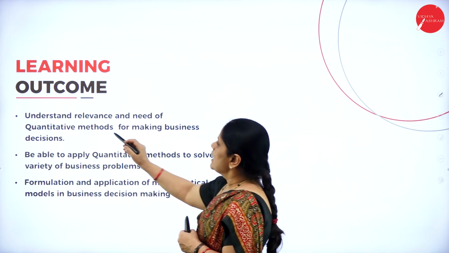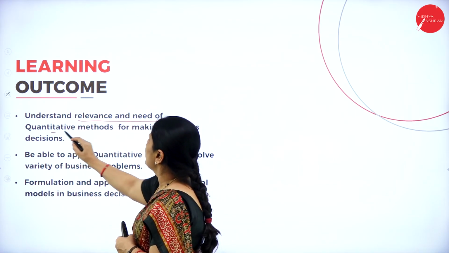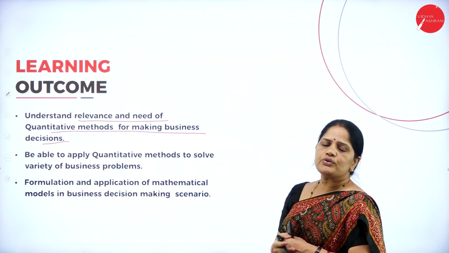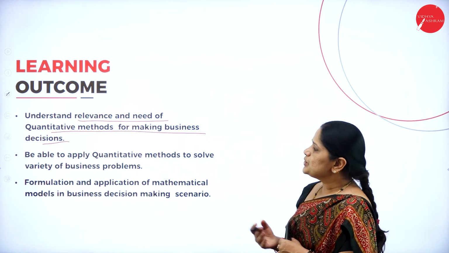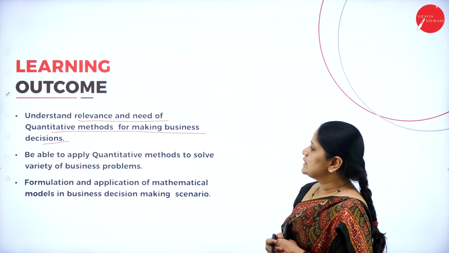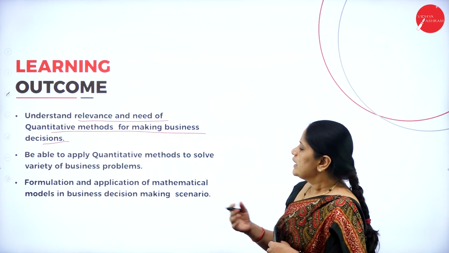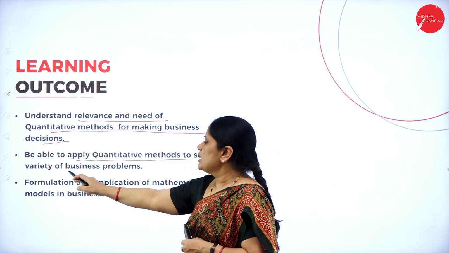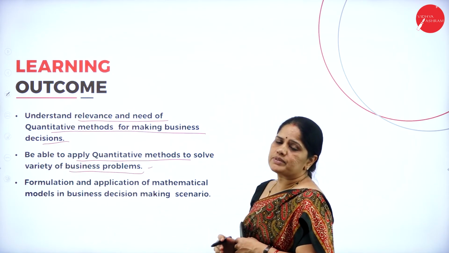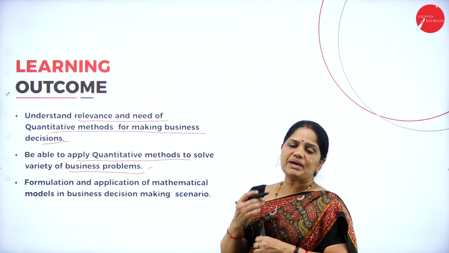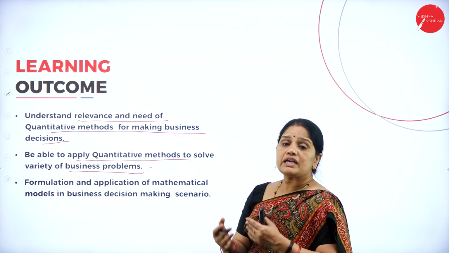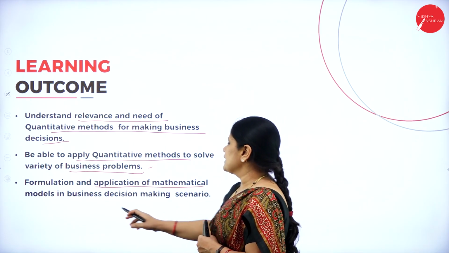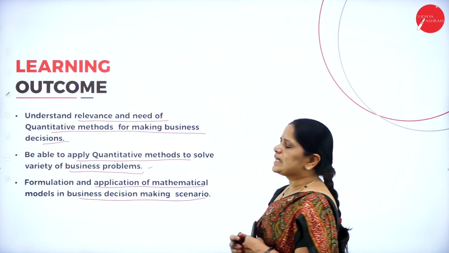Next, what is the learning outcome of this quantitative techniques? The first one is to understand the relevance and need of quantitative methods for making business decisions. Once you understand what quantitative techniques are, you should be able to use these quantitative methods for making business decisions. Then next is to be able to apply quantitative methods to solve a variety of business problems. So you should know what method to apply when you are confronted with a business problem. Then formulation and application of mathematical models in business decision making scenarios.